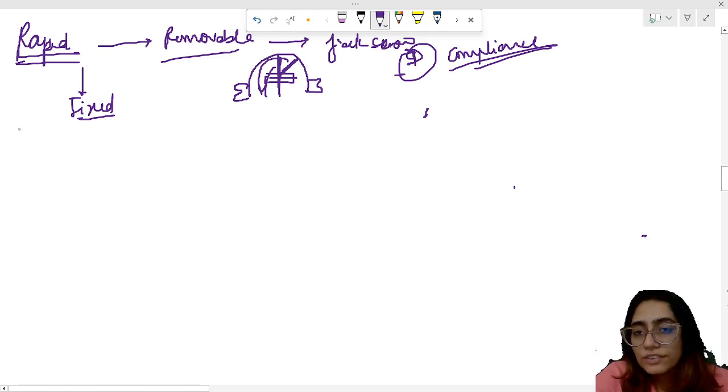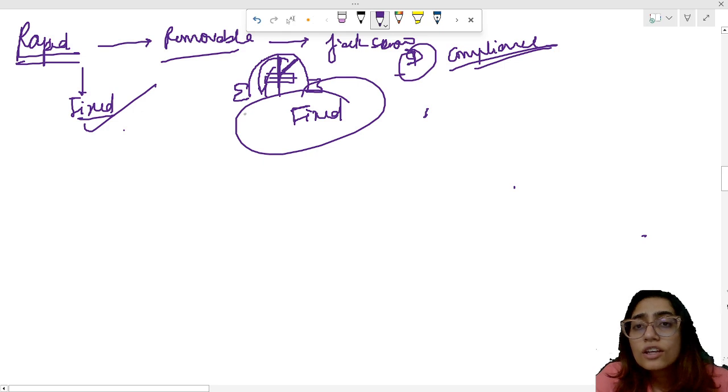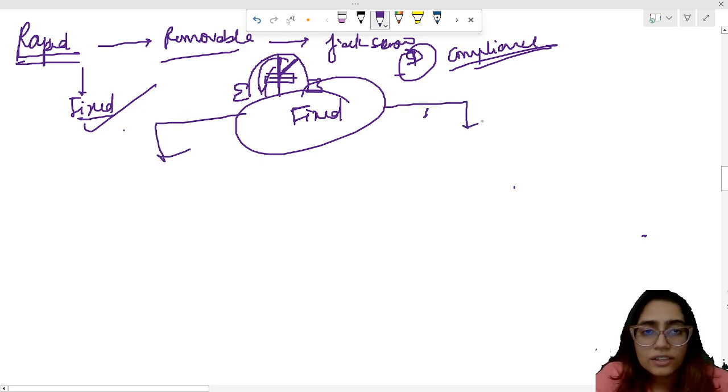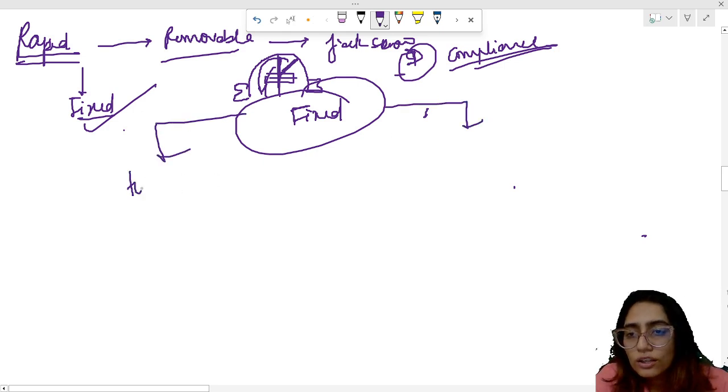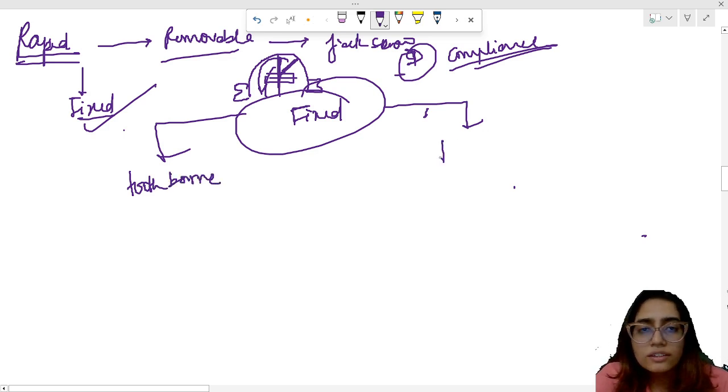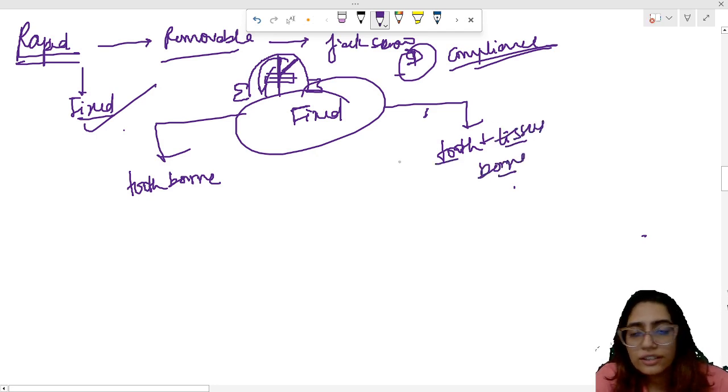Now coming to the fixed kind of appliances that we have, there is a more elaborate classification of the fixed appliances. Let's have a look at this. These can be divided into tooth-borne and tooth and tissue borne, right? So let us have a look at the tooth borne.